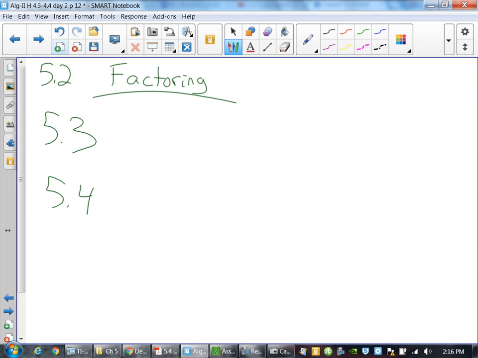What is always your first rule of factoring though? GCF. Always look for the GCF. Factor out the GCF and go for it.